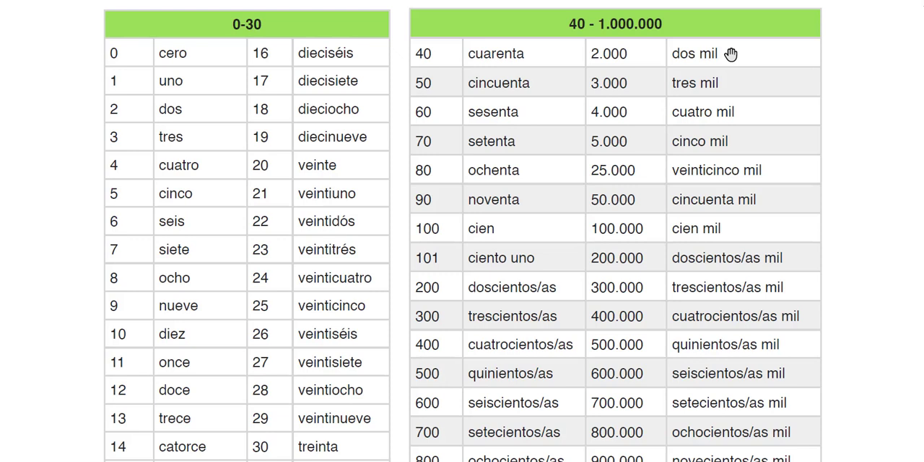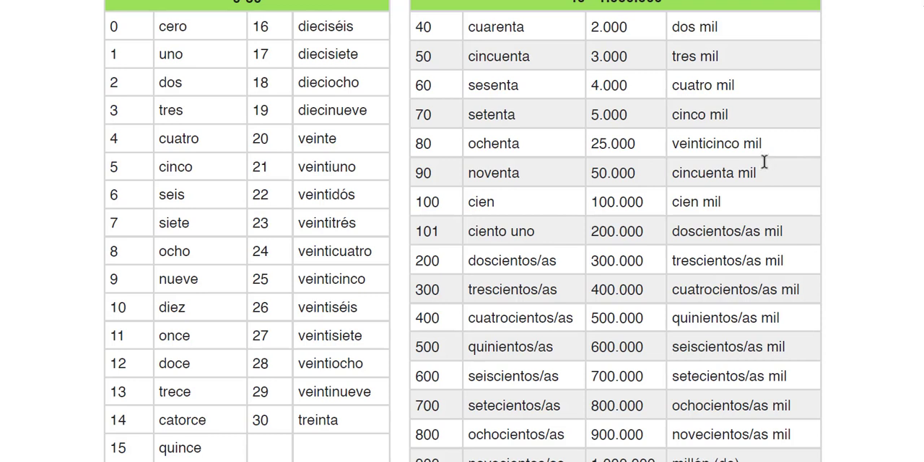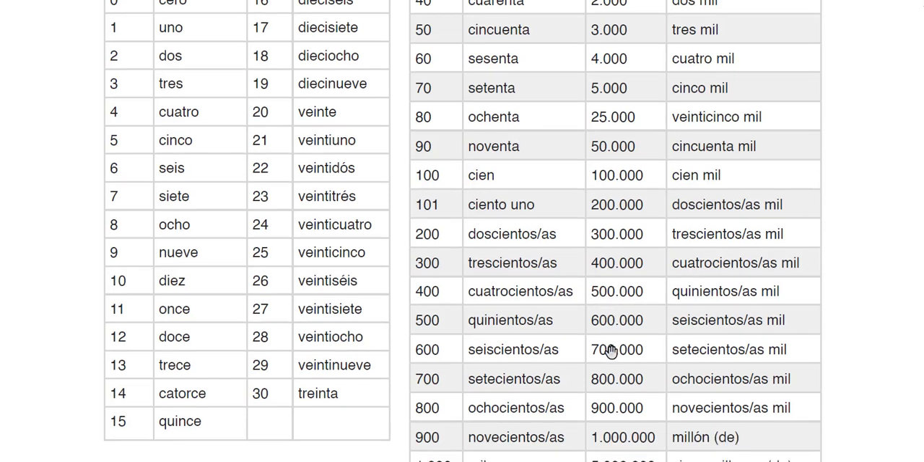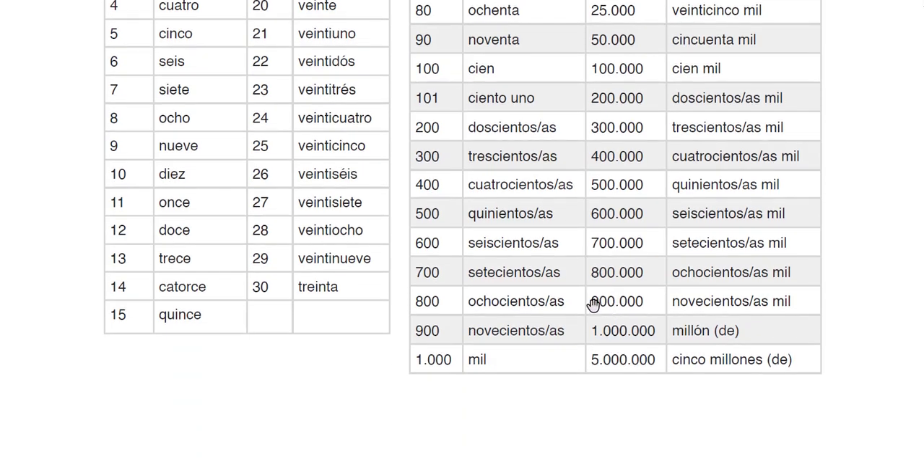Okay. All right. Let's see. 25,000, 50,000, 100,000, 200,000, 300,000, 400,000. Notice how we're just saying 500, and then once we get to that dot, we say mil. So 500,000, 600,000. Right? All the way up to 900,000, and then we get to millón.